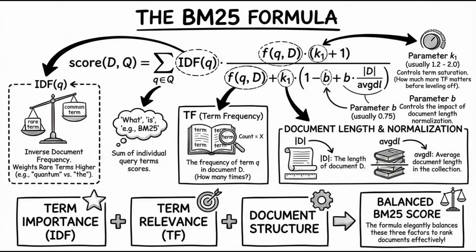Finally, the formula accounts for document length. By comparing the length of a specific document to the average length across your entire collection using a parameter called b, the algorithm adjusts for bias. Without this, long documents might unfairly dominate results simply because they contain more words. By elegantly weaving together term importance, frequency, and document length normalization, BM25 provides a nuanced, highly effective way to rank the documents that matter most to your search.